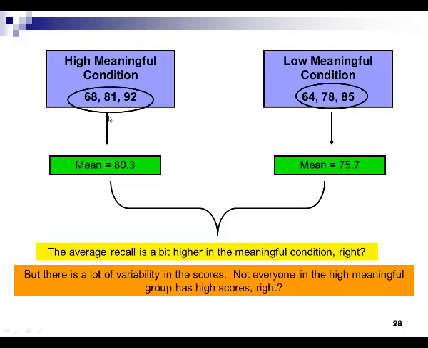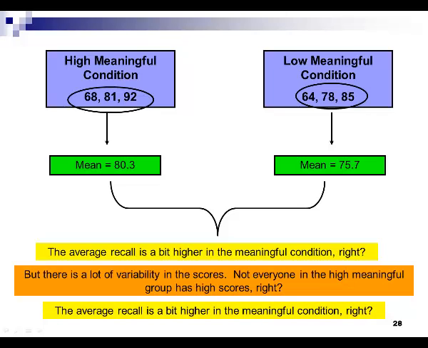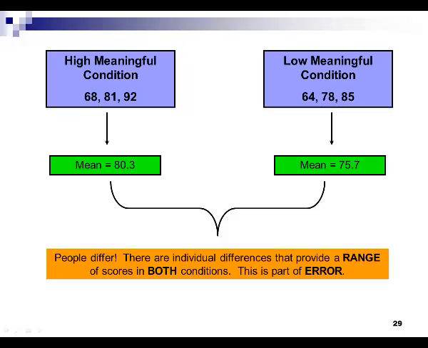But if you also look at these numbers, you'll see that there's a lot of variability. Again, the scores range all the way from 68 to 92 and from 64 to 85. So not everyone in the high meaningful condition has high scores. The average recall is a bit higher in the meaningful condition, but what we're seeing here is that there are a lot of individual differences. If you're able to look at these individual differences, you'll be able to see the range in both conditions. And the fact that you can't see this when we randomly assign people is part of error.